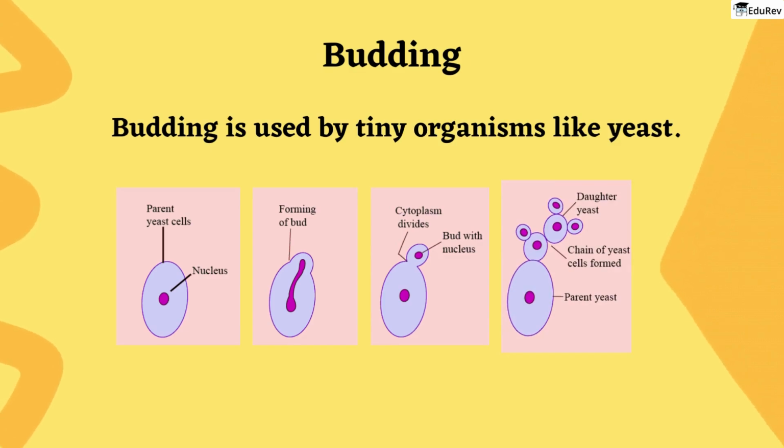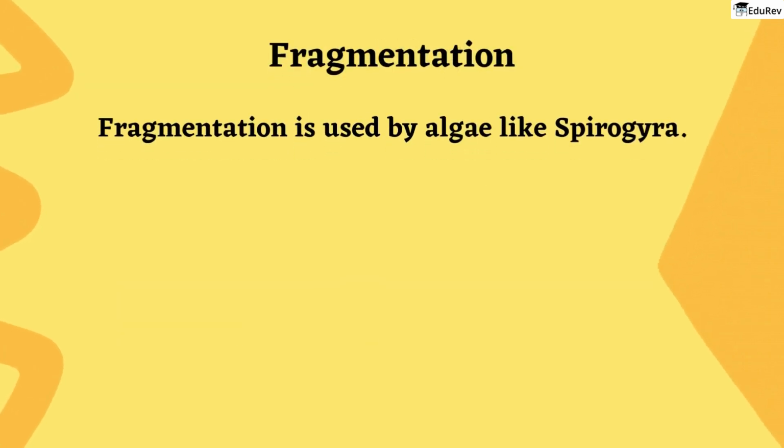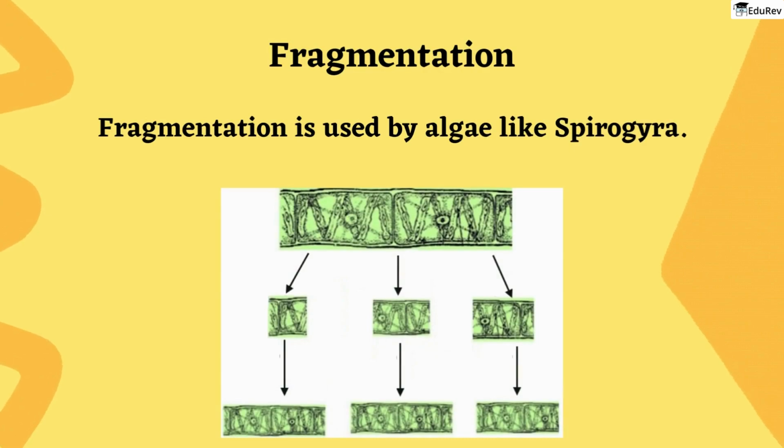The third asexual method of reproduction is fragmentation, which is used by algae like Spirogyra. When the algae find enough water and nutrients, they divide themselves into multiple parts and grow into new individuals. This process continues, and algae can multiply rapidly in a short period of time.